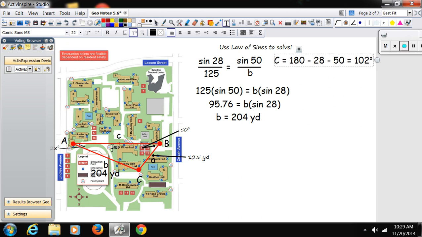So that's going to go right down here at the bottom. So this is actually an obtuse scalene triangle, along with being oblique. It's oblique because it doesn't have a right angle. It's obtuse because it has an angle bigger than 90. And it's scalene because it's got three different sides. So it's an obtuse scalene triangle.